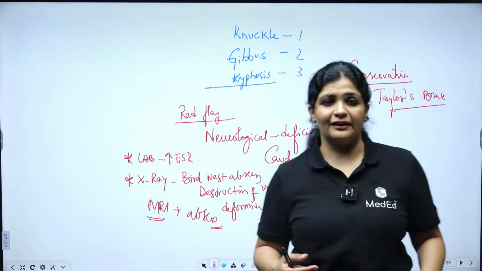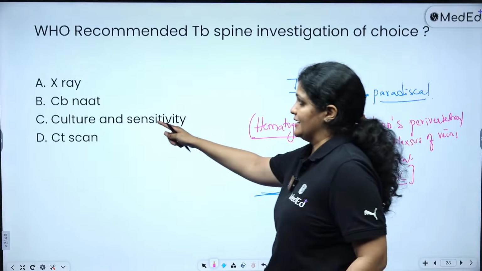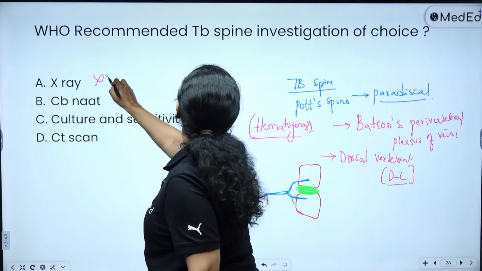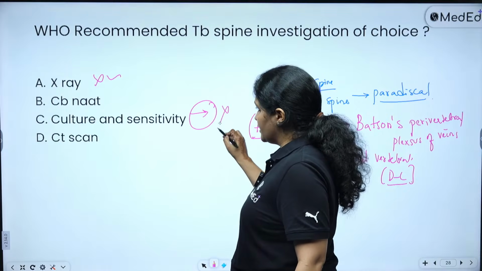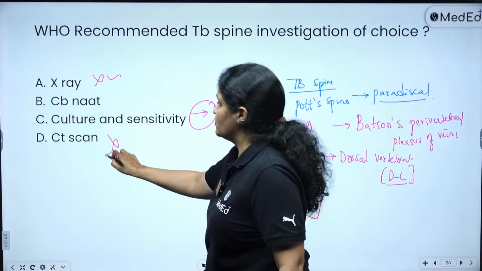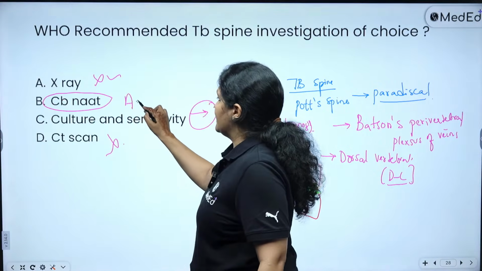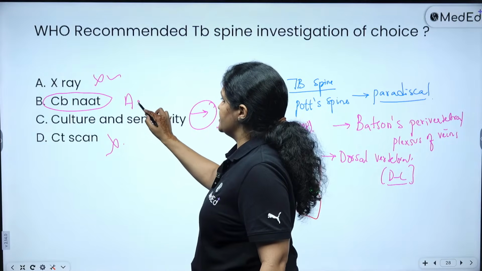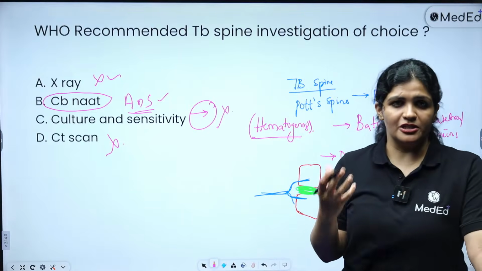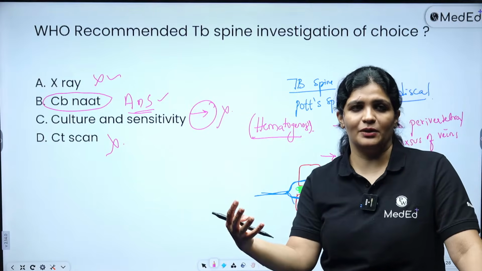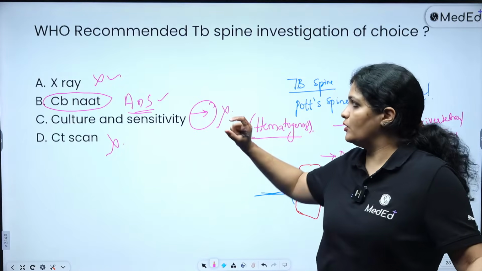And now this technique is done using what? It is done using your CB-NAAT. So X-ray is not the diagnostic of choice, and culture and sensitivity takes a lot of time and is not usually recommended. CT scan, you can't diagnose infection directly. So CB-NAAT is the answer. CB-NAAT is cartridge based nucleic acid amplification test. So you are amplifying the nucleic acid, that is whatever RNA or DNA is present in the tuberculosis, you amplify it to multiple levels so that even the minute amount can also be caught. So that is called your CB-NAAT.